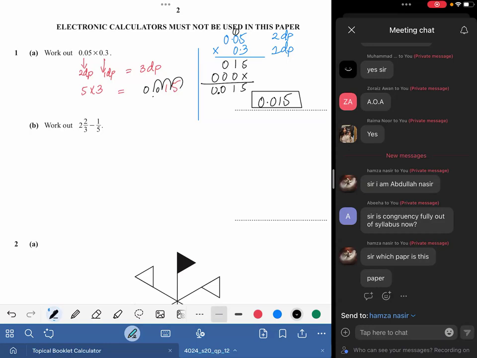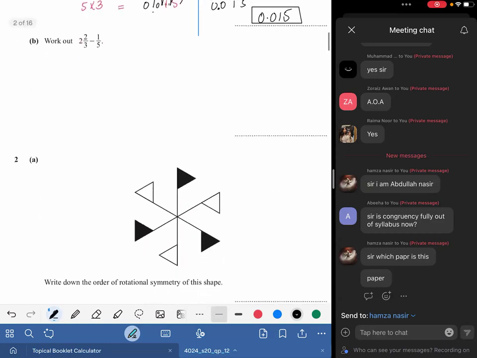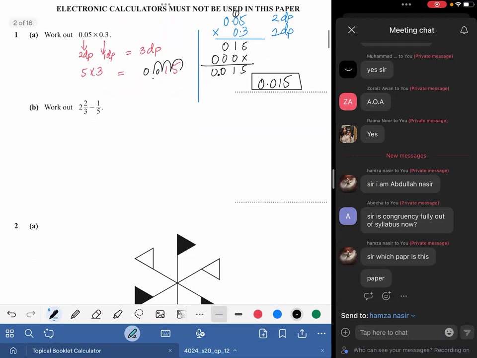Okay. Now look at another question, the second question. This question is also easy. These questions are important for those students who are struggling with maths, and they can easily get at least the passing grade in the Cambridge examination. You can see that it says work out 2 and 2 by 3 minus 1 over 5.